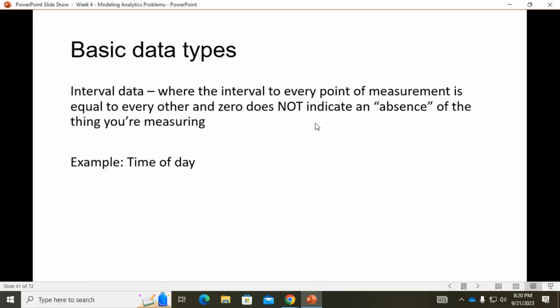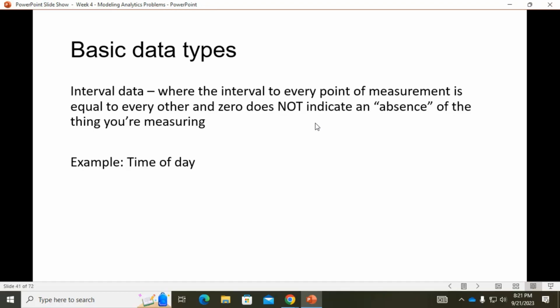Okay, so moving on to continuous data. There are 2 types of continuous data, interval and ratio. This is where it gets a little bit tricky. So I'll just read the definition and then talk about what that means. For interval data, the interval to every point of measurement is equal to every other, and 0 does not indicate an absence of the thing that you're measuring.